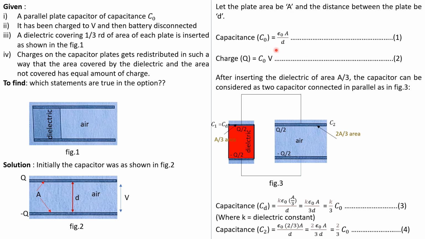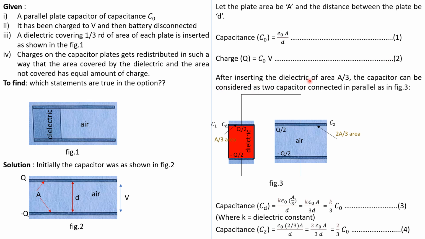So capacitance C0 of this capacitor is equal to epsilon naught A by D, that we know by formula, equation 1. The charge Q can be expressed in terms of C0 into V. This is also by formula, number 2.